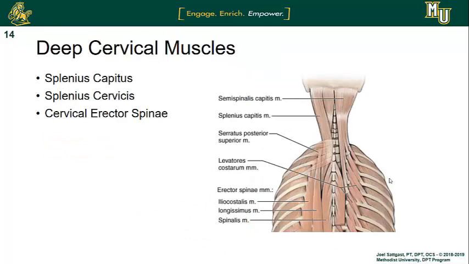Finally, we get into the deep cervical muscles. Here we see semispinalis capitis, we see splenius capitis and splenius cervicis, as well as the cervical erector spinae.